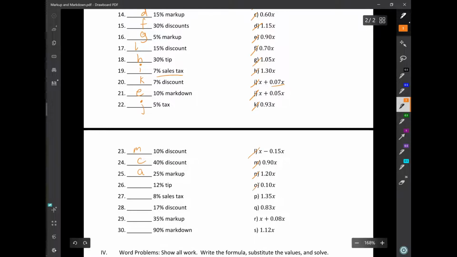O is 0.1x or 90% less than it used to be. O is number 30. 1.35. That's 35% more than it used to be. Q is 0.83 or 17% less than it used to be. When I say that so fast, it's because I'm thinking about 1 minus 0.83, which gives me 0.17, which is 17%. So I'm just finding the difference between 100% or 1 and that number. X plus 0.08, so that's 0.08 times larger, or 8% larger, which an 8% sales tax would do. 0.12, oh, there's only one left, and it is the right one.